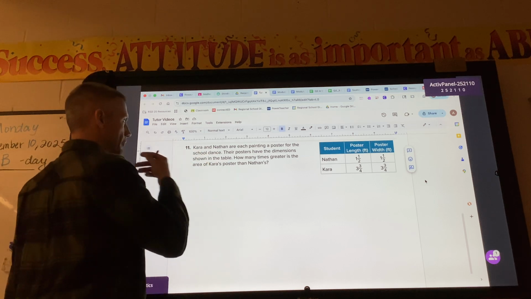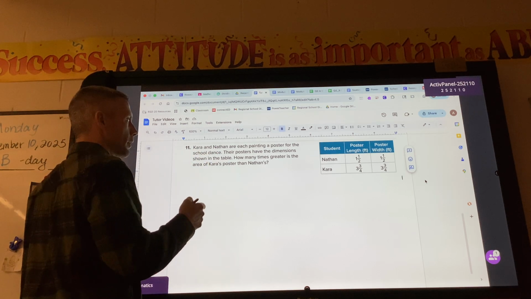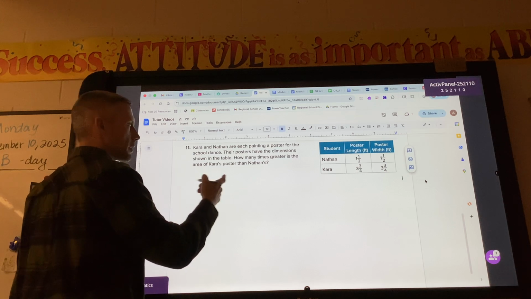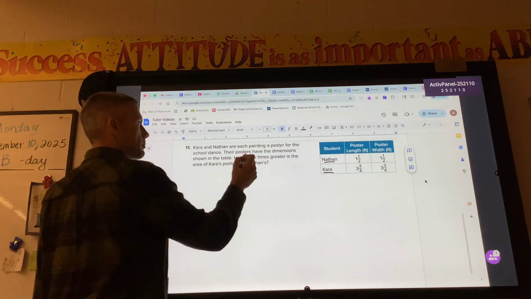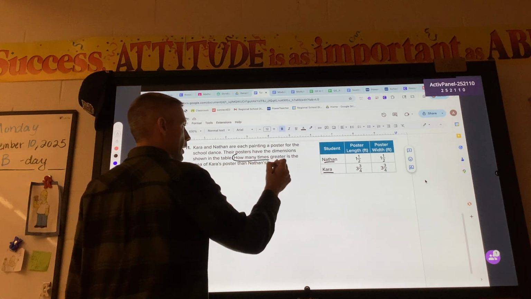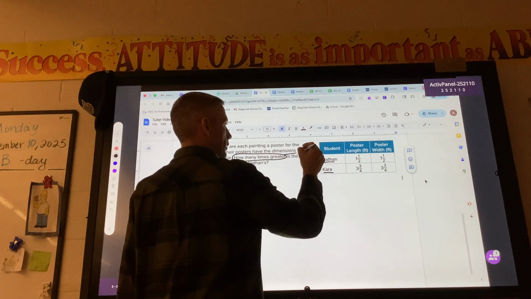So this number 11 says Kara and Nathan are each painting a poster for the school dance. Their posters have the dimensions shown in the table. So here's Nathan's, here's Kara's. How many times greater? So how many times greater actually means we're going to divide.